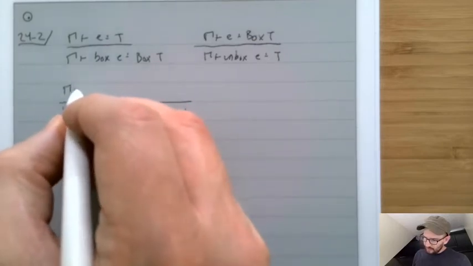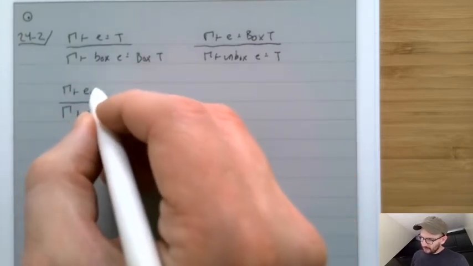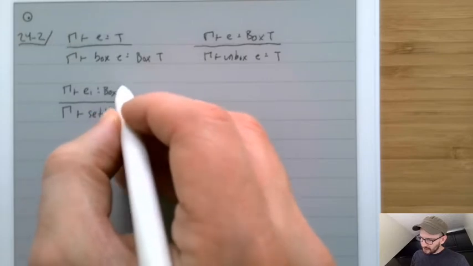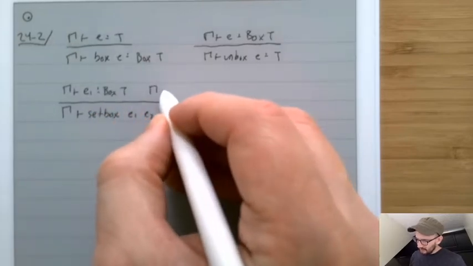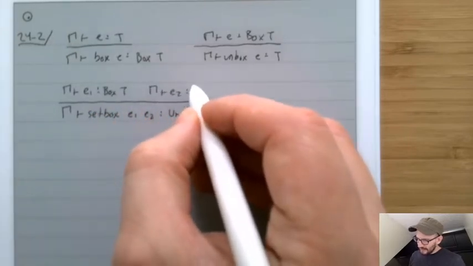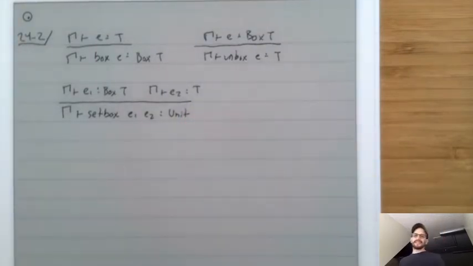If gamma proves that E1 has type box T, and gamma proves that E2 has type T, because the thing that's inside of the box has to match the new thing that's going in. All right, so here are some new rules that handle the new features of our system, the other features of our system. Now, there's kind of an annoying thing about these rules and about our whole system in general.